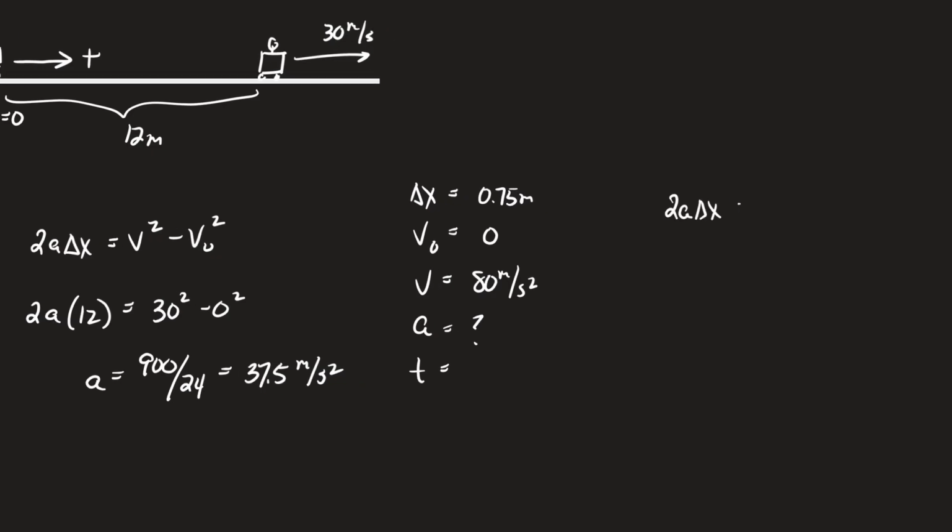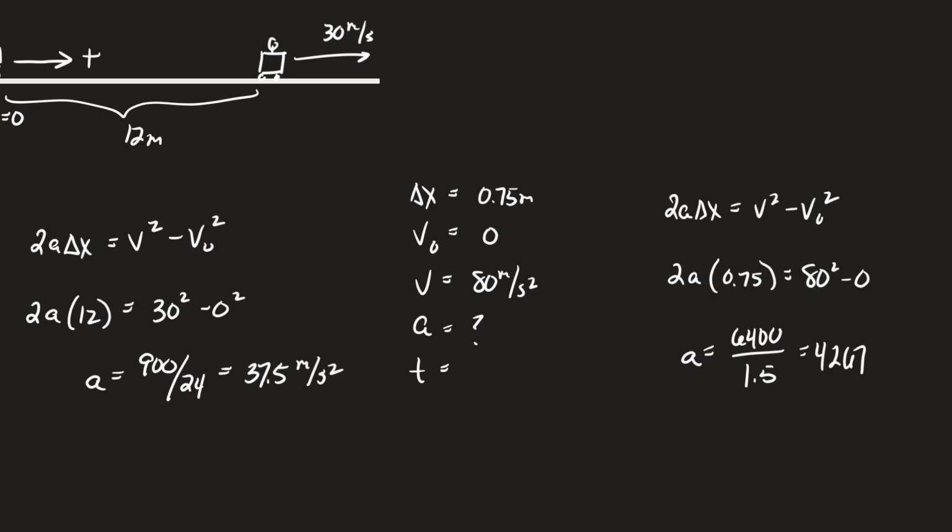2a delta x equals v squared minus v naught squared. So 2 times a times 0.75 equals 80 squared minus 0. 80 squared is 6,400, and 2 times 0.75 is just 1.5. So a equals 6,400 divided by 1.5. Okay, so I don't know. Yeah? 4,266.6. 4,267. That's good.